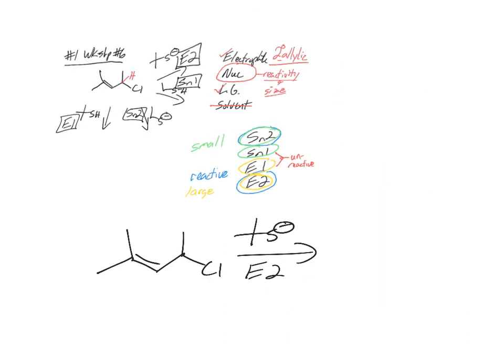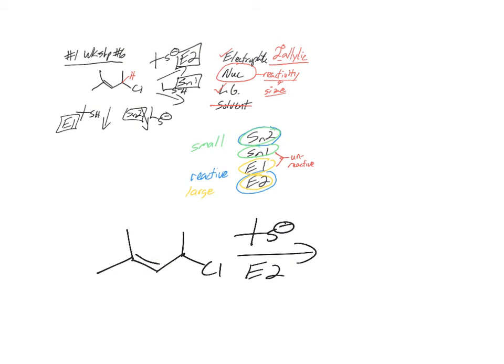All right, let's take a look at one particular example, an E2 example. So we've decided this is an E2 reaction. It's a secondary allylic electrophile. It's got a bulky reactive base or nucleophile. And we're going to do an E2. How many steps is an E2 reaction? 1 step, so it's concerted.